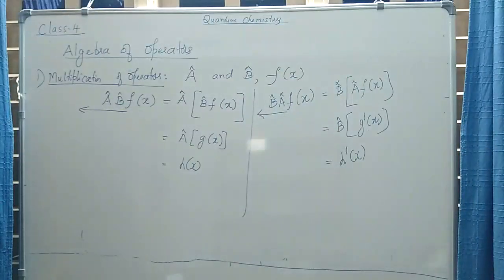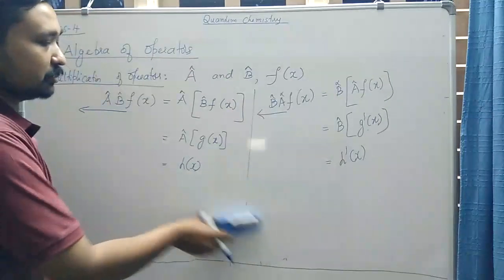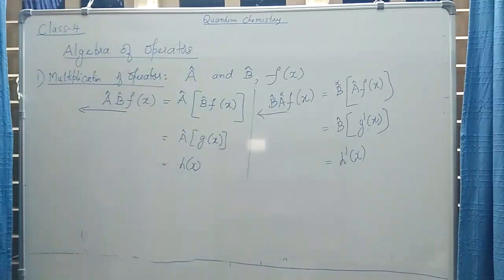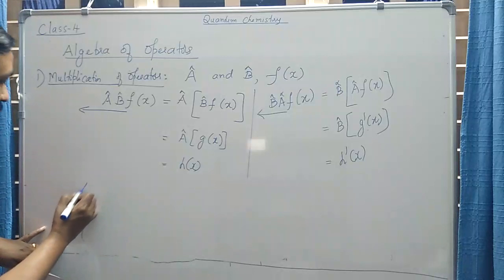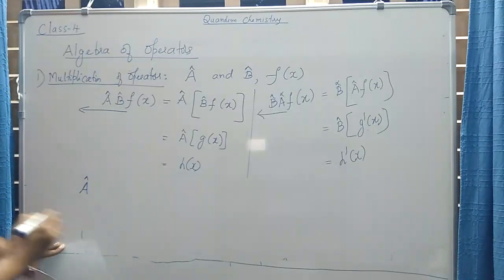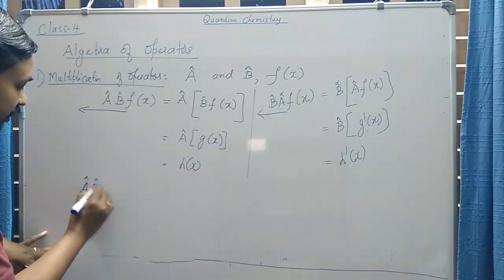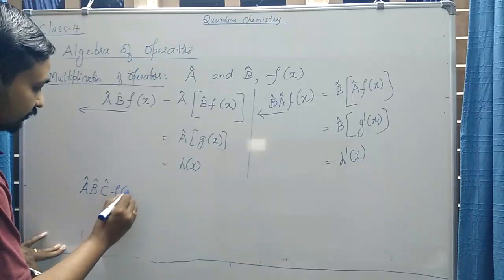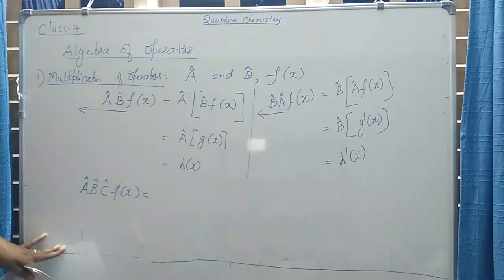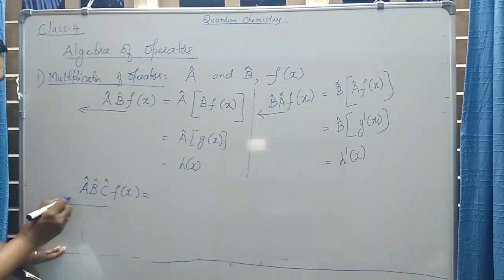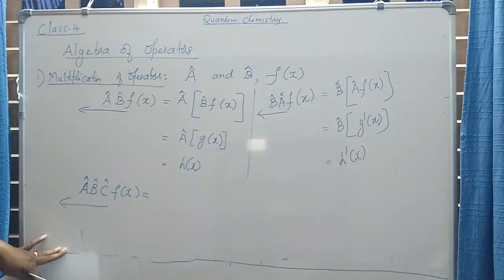And this multiplication of operators is not just restricted to two operators. You can even multiply any number of operators. Say for example, let us try to define the multiplication of three operators. What do you mean by operator A into B into C of f of x? Again, the sequence is very important, from right to left.